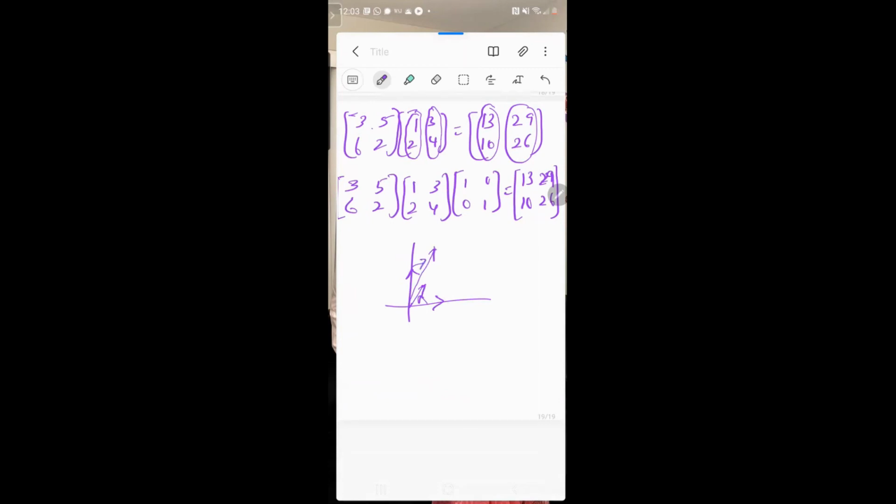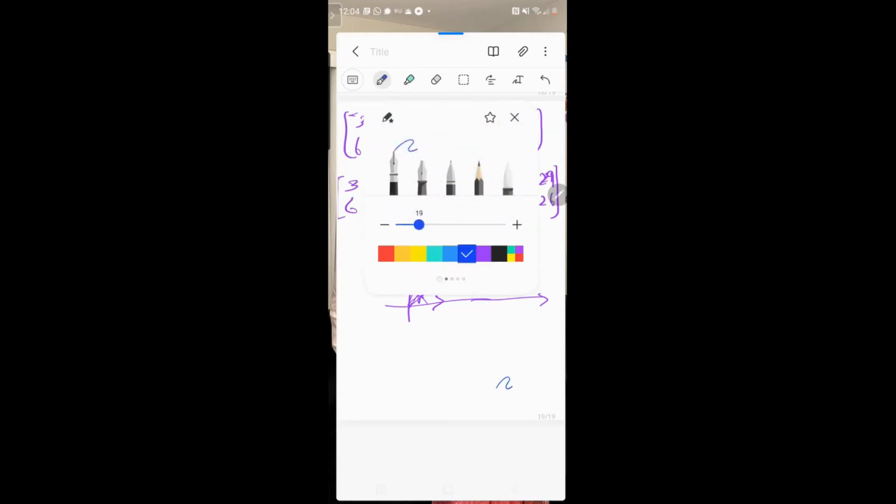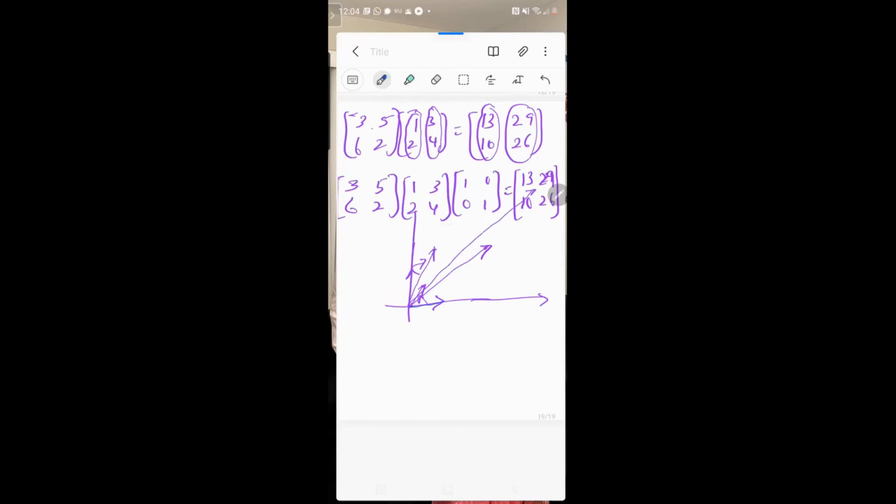Then I did another thing which took them to 13, 10, which would be somewhere here, and 29, 26 would be far away from this, somewhere here. So they went here. So my first line, let me try a different color. Maybe it will be more obvious. Okay. So my line here went initially to this and then to this. After I multiplied with two matrices, it just landed up here. That's what matrix multiplication really does.